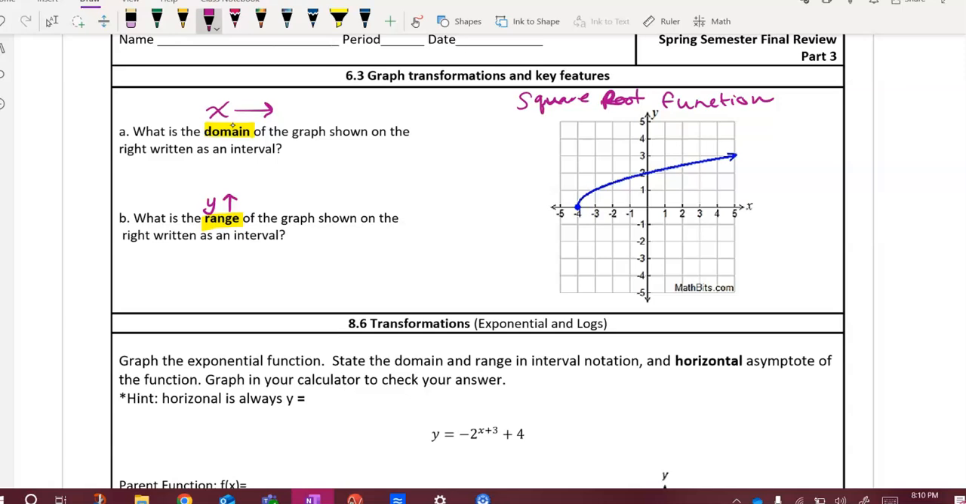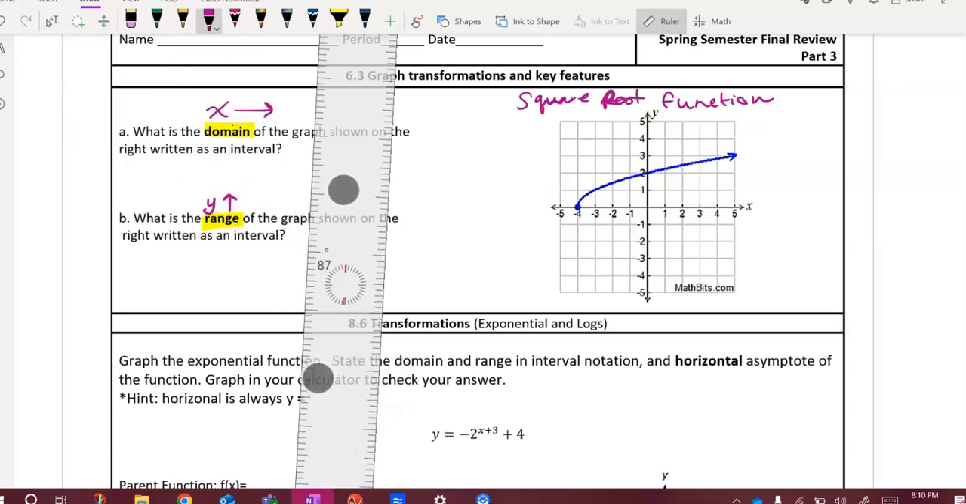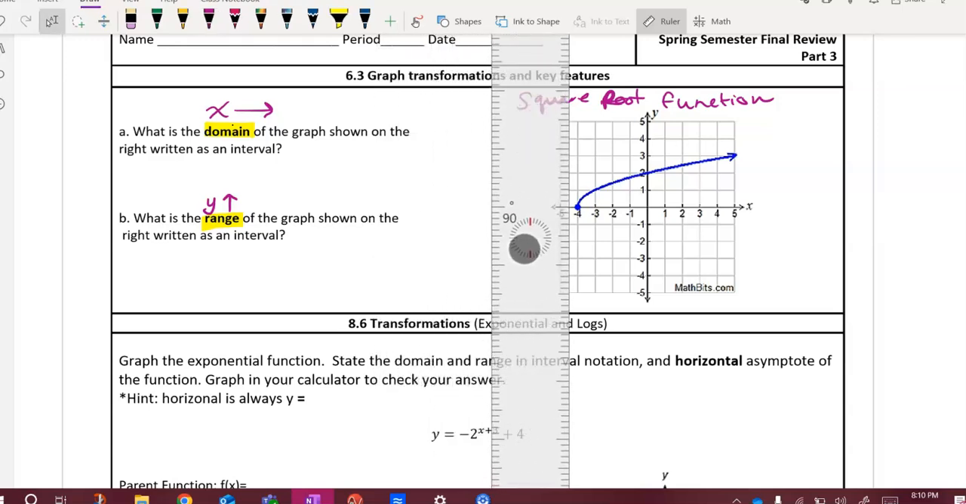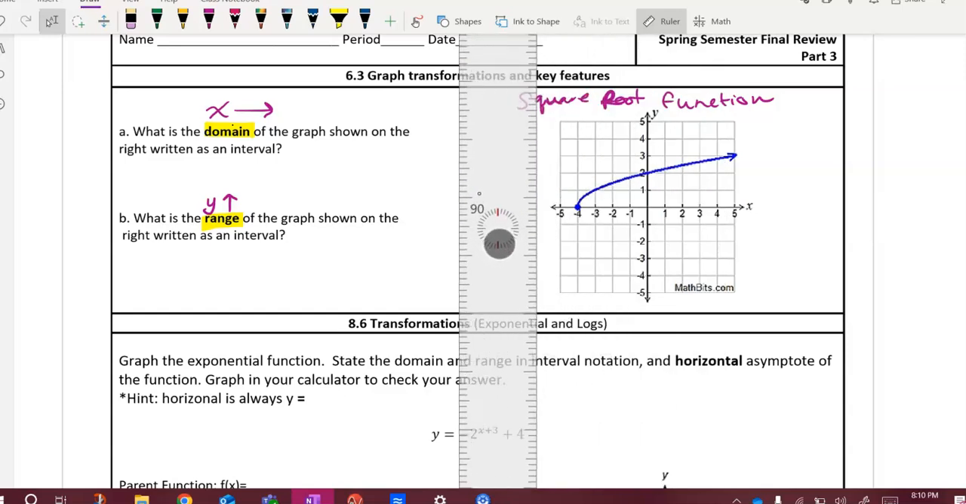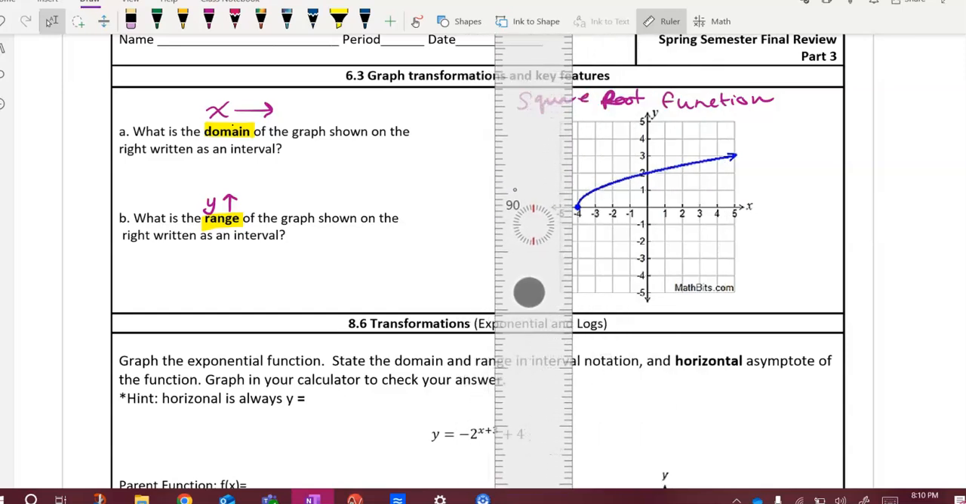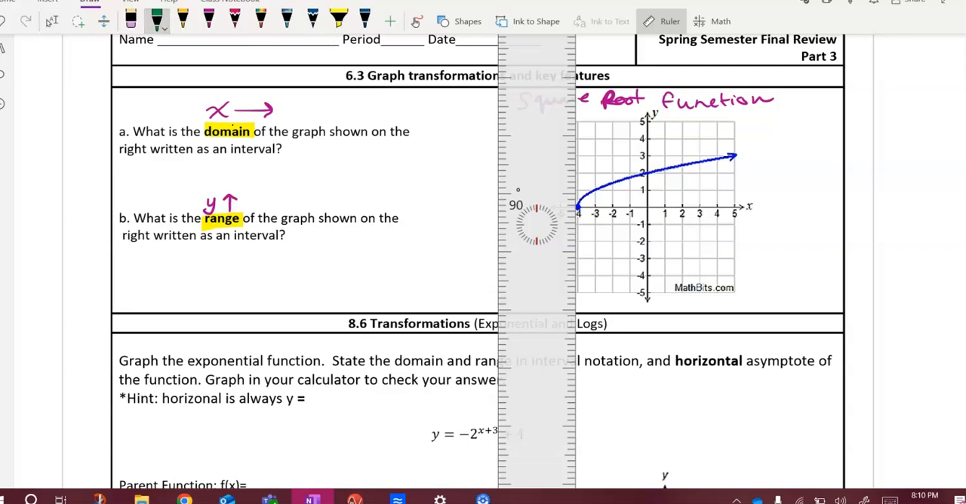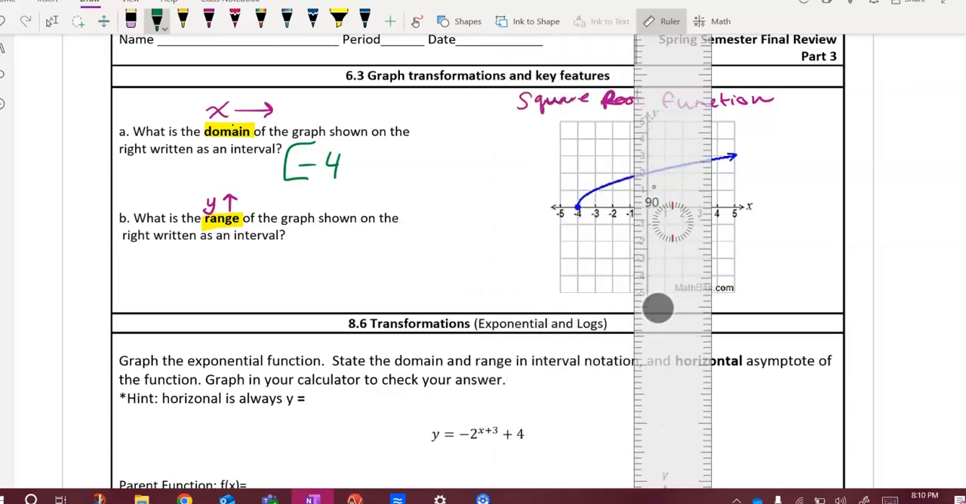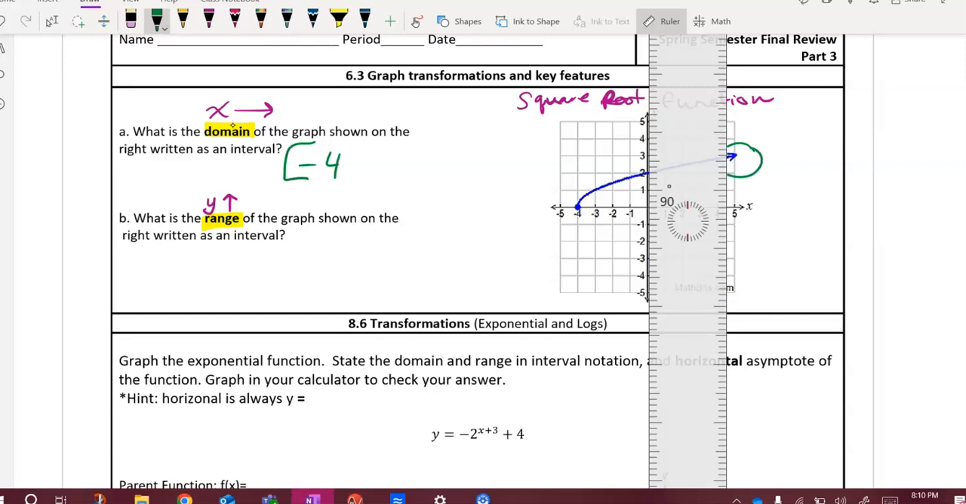So starting with the domain, looking from left to right, if I were to take my pencil, pretend this is your pencil, and move my pencil from left to right, what is our first point that we see? Boom, right there. Our first point on the x-axis starts at -4. Now this is a closed circle, so we use a bracket. And as we continue to the right, where is our graph heading? We see an arrow, so we know we're going towards infinity.